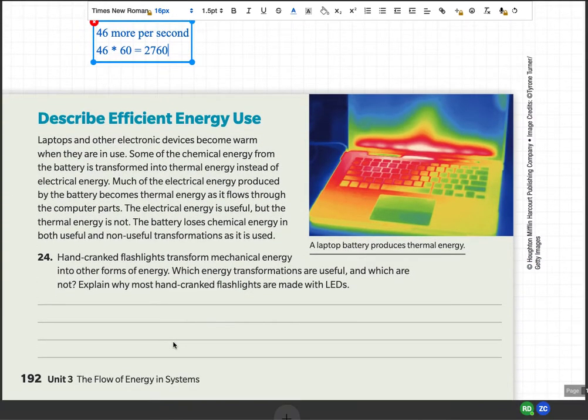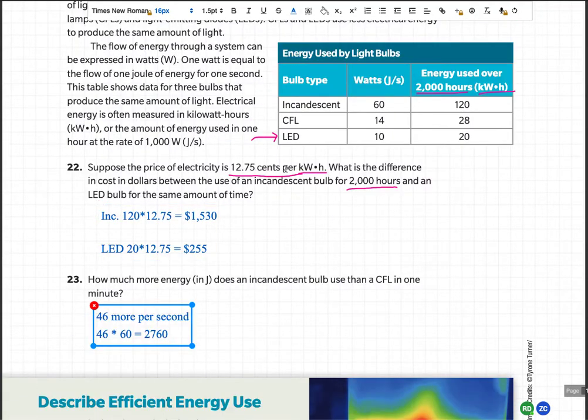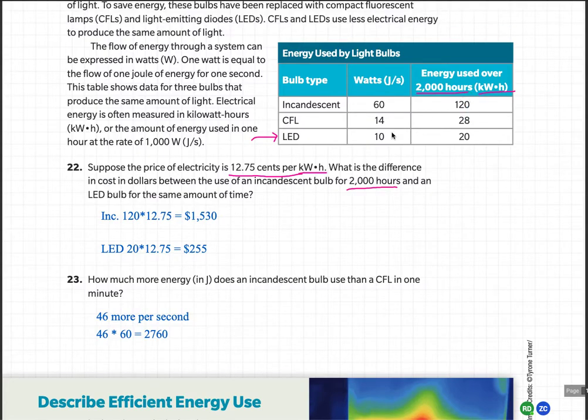And then finally, 24: hand-cranked flashlights transform mechanical energy into other forms of energy. Which energy transformations are useful and which are not? Explain why most hand-cranked flashlights are made with LEDs. Using this up here, hopefully you can see that the LED is much more efficient, right? Because they said that these have the same brightness. So if all of these bulbs are the same brightness level, the LED is using way less energy. So where's all this energy going if the LEDs are just as bright?